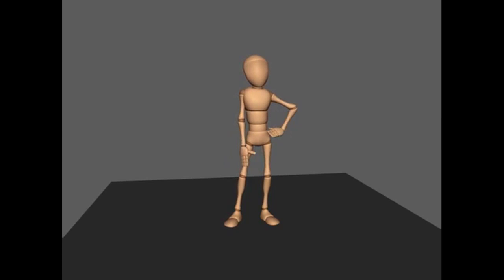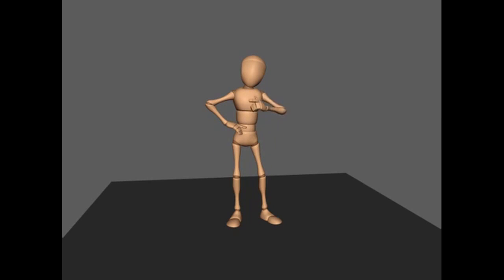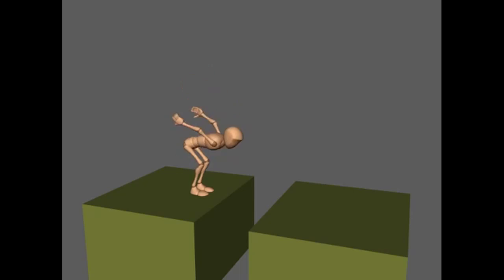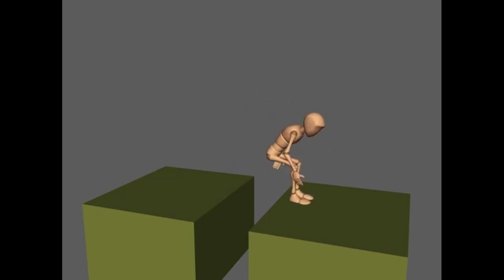Seventh is arcs. As the laws of physics say, most objects follow an arc or a path when they're moving. It can be shown simply as a character jumping over a gap.